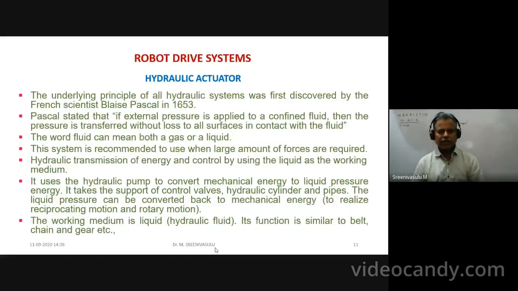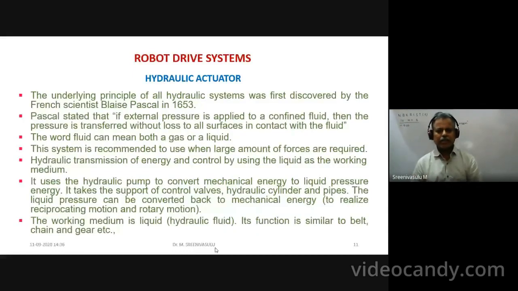This system is recommended when large amounts of force are required. This particular conclusion we have seen in the earlier slide also. Hydraulic transmission of energy and control uses a liquid as the working medium. So this is obvious: in the hydraulic actuator, liquid, hydraulic oil, is the working medium. It uses the hydraulic pump to convert mechanical energy to raise the liquid pressure, rather to increase the pressure energy of the liquid.